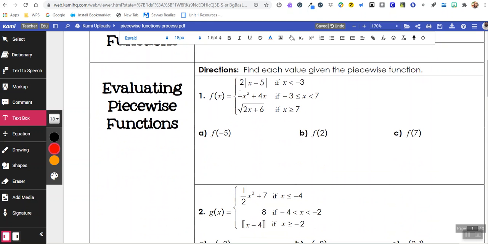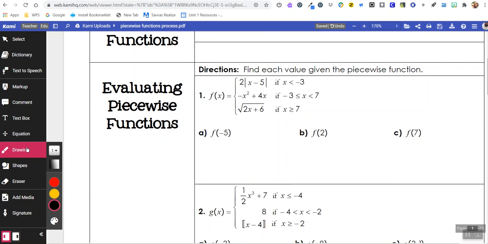When you look at it, it says f of x equals, and there are three parts. The first part, the top part, is an absolute value equation, and you use this if x is less than -3. The middle part you use if x is between -3 inclusive and 7, and that's a quadratic. The last part is a square root function, and you use that when x is bigger than 7.